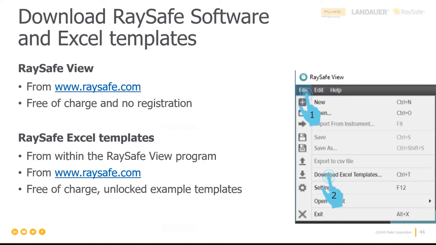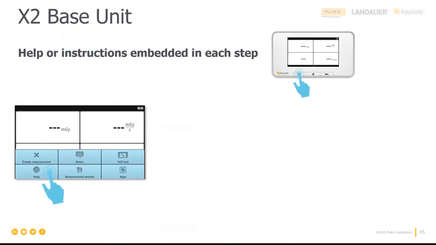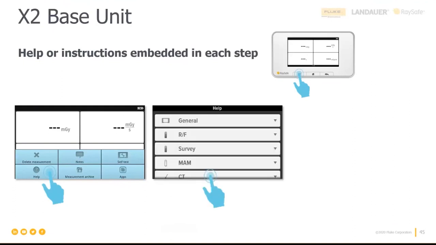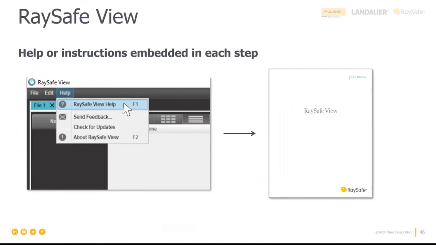So for instructions and help, on the X2 base unit, if you click on the menu button, you get a little menu. The help button is hiding the full user manual. So here you have chapters for each sensor and different topics for each sensor. So this is good to know. RaySafe View, same thing. Within the software, you have the help button. If you click on RaySafe View help, you have the full user manual for the software.